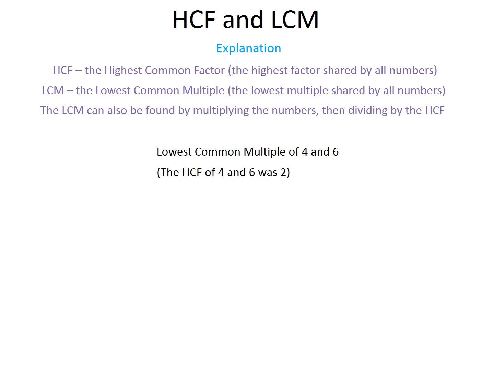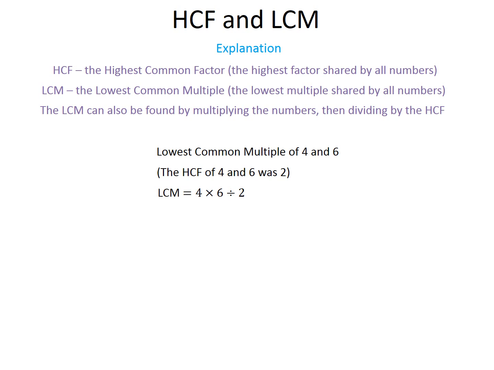So we also found out the highest common factor was 2, and we did that before. And so this method says if I multiply 4 and 6 together and then divide by 2, I'll get the lowest common multiple. So let's give it a try. 4 times 6 is there, and divide by 2.